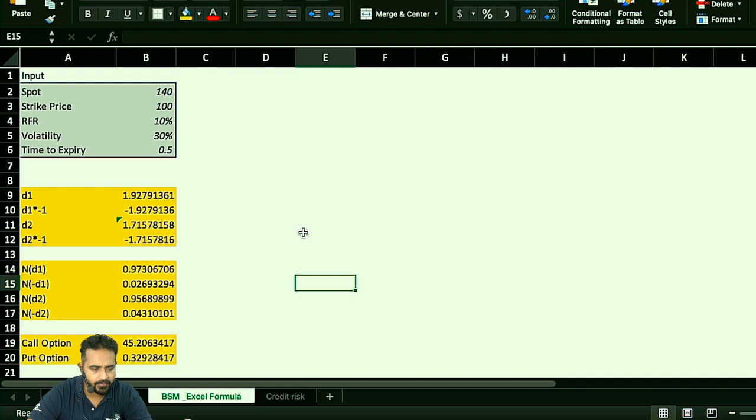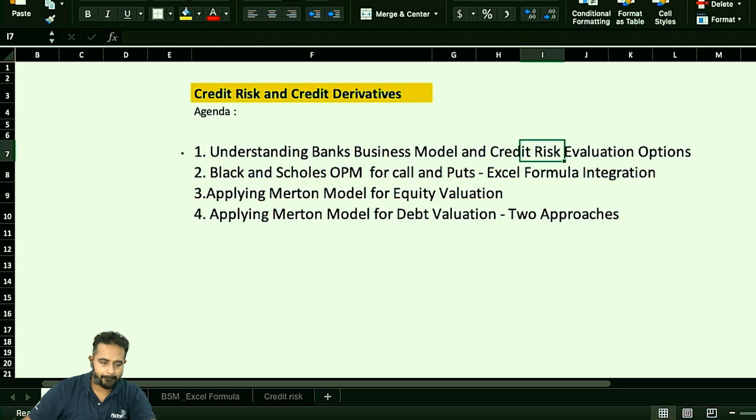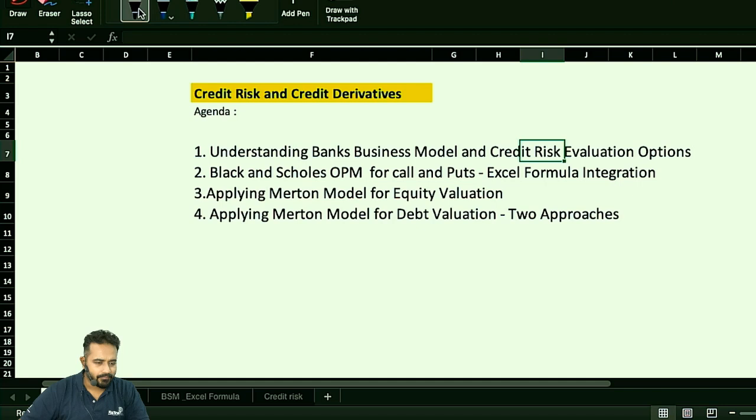Okay, so with this, the second part of our agenda is over. So far what have we learned? We've learned the fundamentals of bank's business model and what are the different credit risk evaluation options which are available.